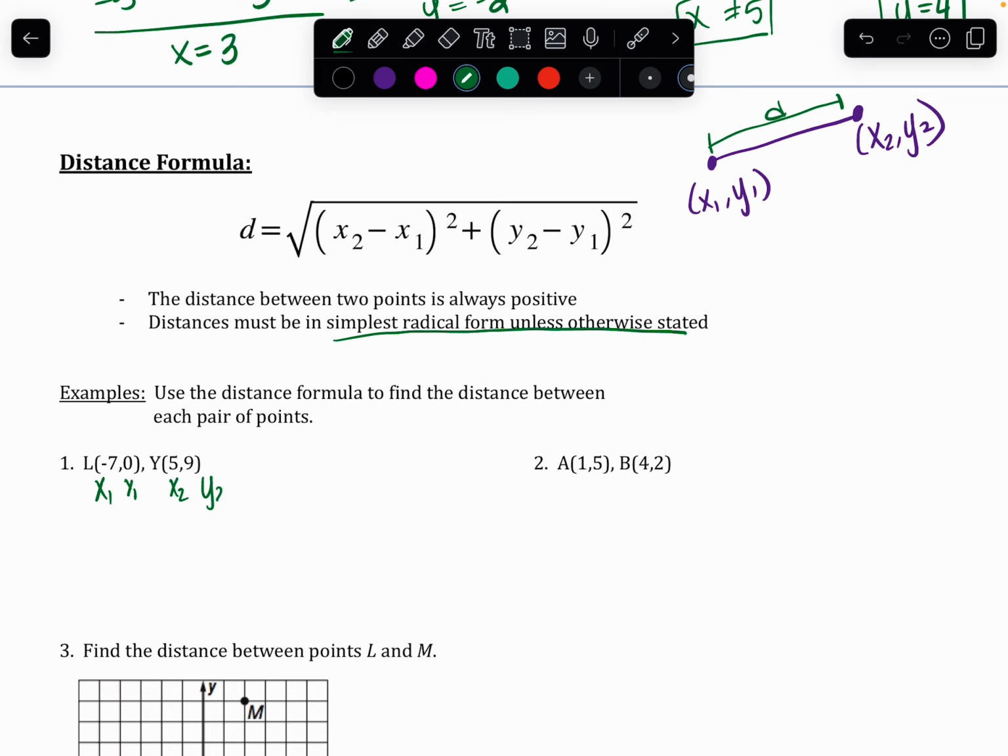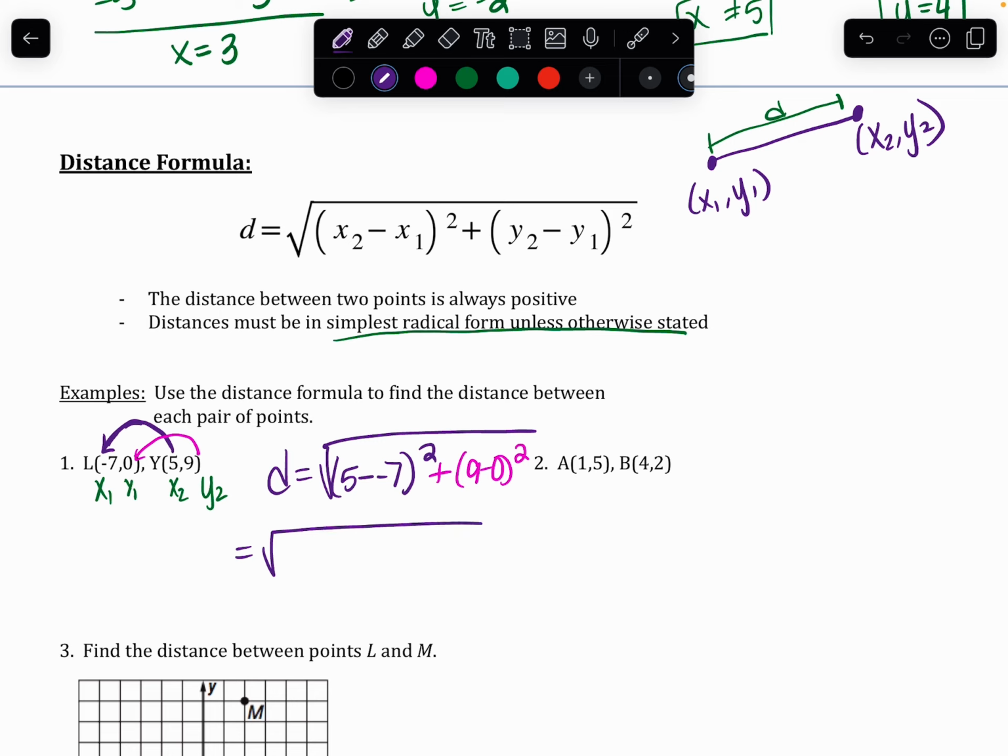So x2 and y2. And so first you're going to find the difference in the x's and then square it, plus the difference in the y's and square it. So we're going to do x2 minus x1. So distance is equal to the square root of x2 minus x1 squared. And then you're going to do the y2 minus y1. That's going to be plus in the middle. And then that's 9 minus 0 squared. And then you're going to evaluate this carefully.